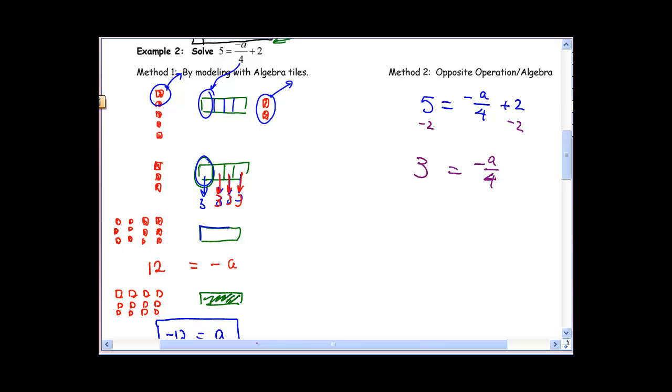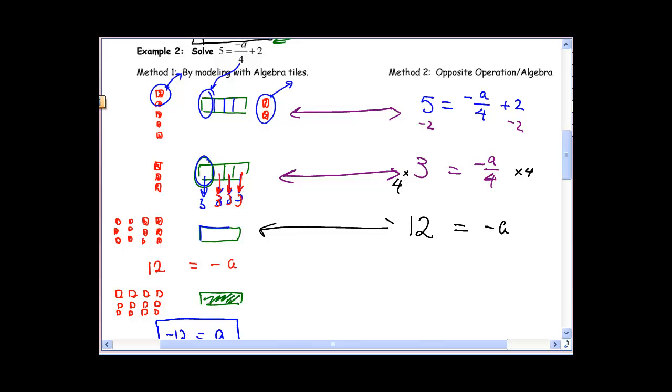And once again, when we do opposite operation, I want you to look back to the left side here to see how this matches. Okay? These match. What's my next step? Well, instead of dividing by 4, the opposite would be to multiply by 4. So multiply by 4, multiply by 4. 4 times 3 is 12, and this equals negative a. Once again, notice how I've modeled this, and this is exactly the same thing. And once again, we need to solve for positive a, so this is where we can multiply or divide by negative 1. It's up to you.